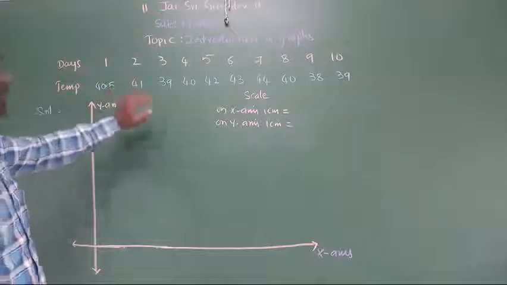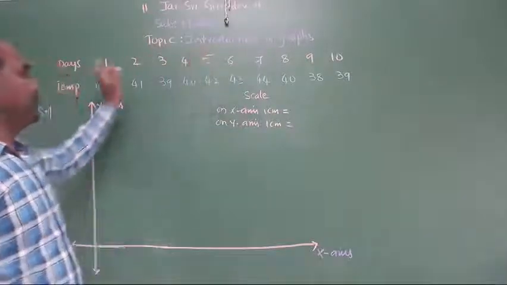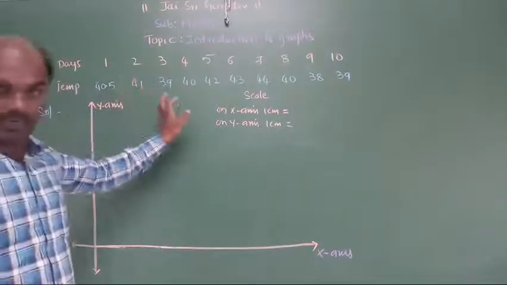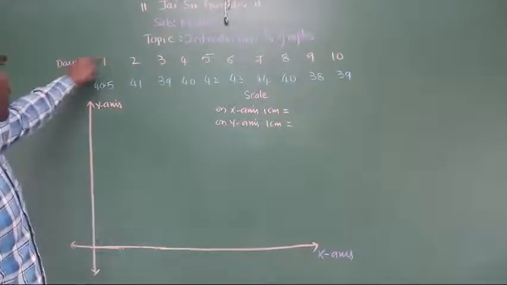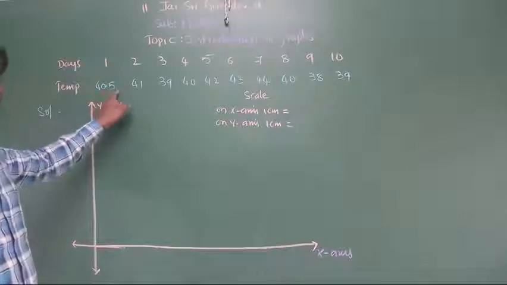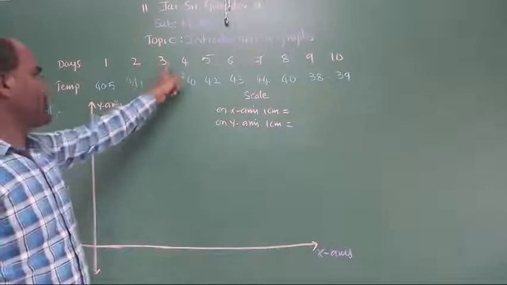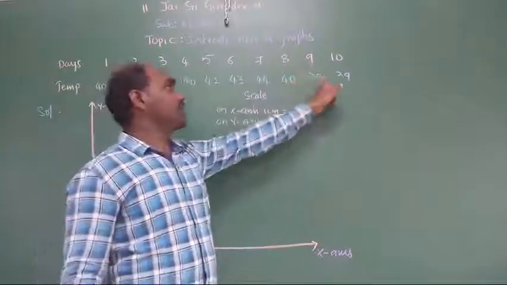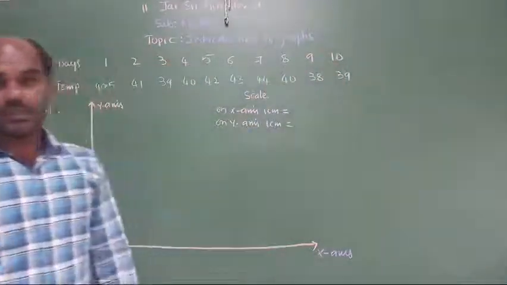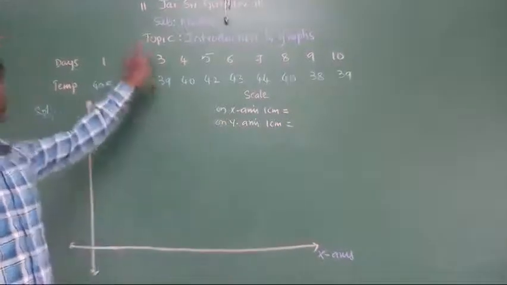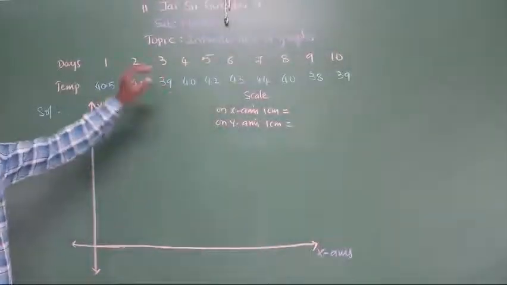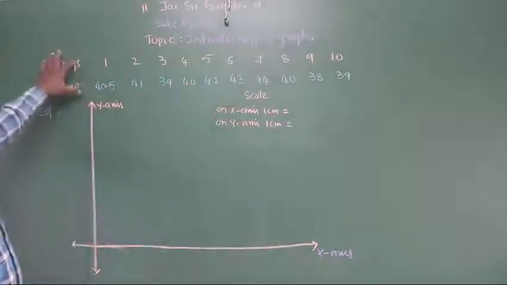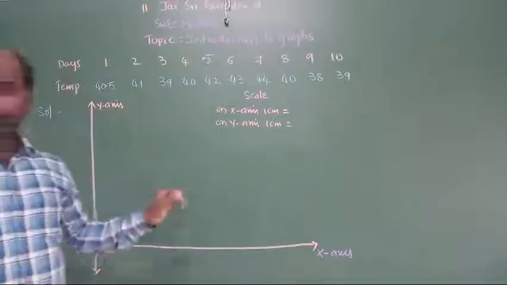He took 10 days, and the temperature is in degrees Celsius. The first day is 40.5 degrees Celsius. Second day 41, third day 39, fourth day 40, and so on, until the ninth day becomes 38 and the 10th day becomes 39. This information is given in the problem. What we have to do is draw the graph for this data.